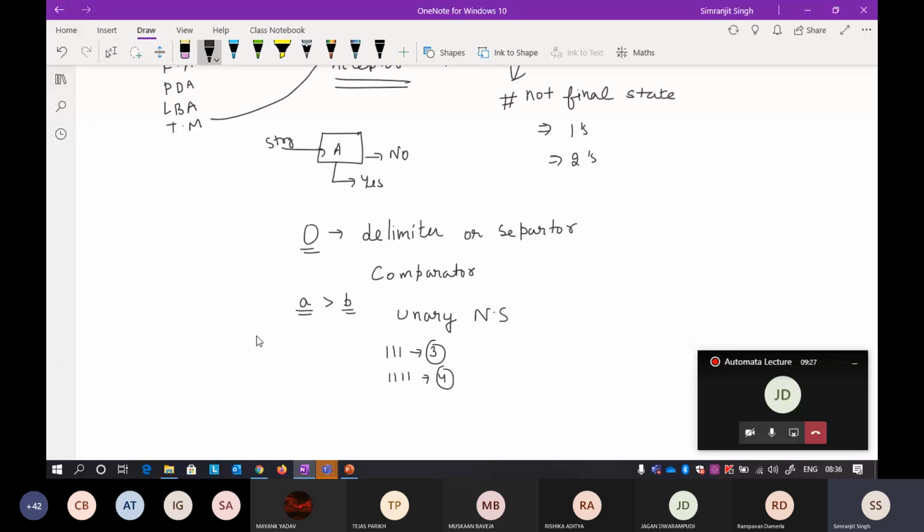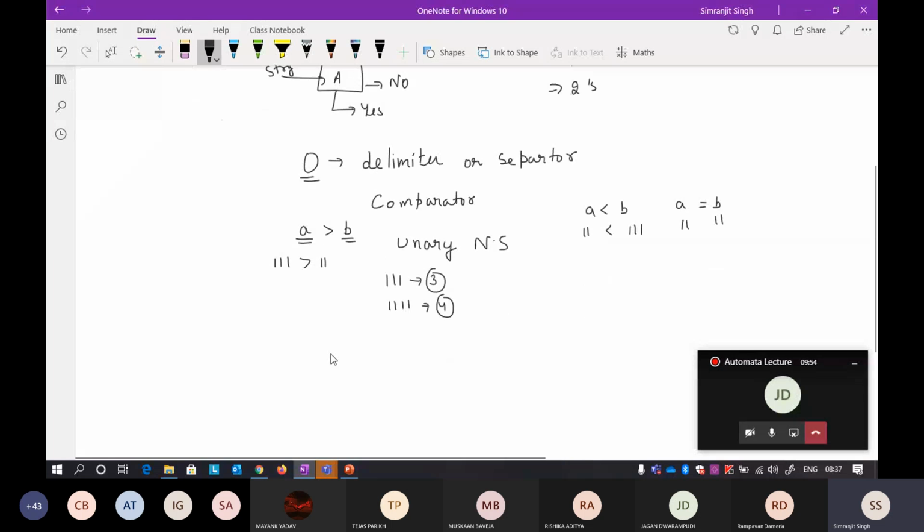So I will say that a is greater than b. It means that a has a greater number of ones than b. So 3 number of ones here, 2 number of ones here. I can say that a is less than b when there are 2 ones here and 3 ones here. When a is equal to b, the number of ones in both of them are equal. So I have to represent these numbers in a continuous form of string.